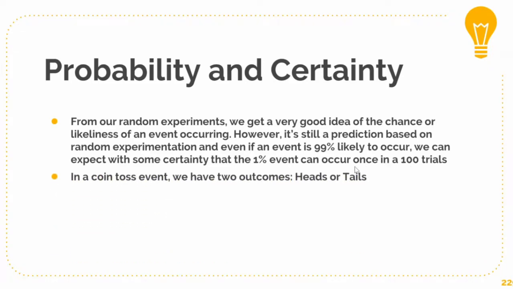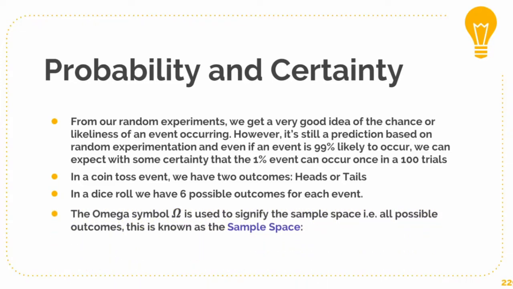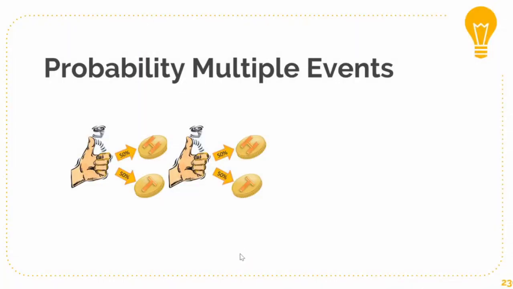So in a coin toss event, we have 2 outcomes, heads or tails. In a dice roll, we have 6 possible outcomes for each event. So we're going to use something called the omega symbol, which is this ohm sign, if you're an electrical engineer or physics student, you would know. The omega symbol is used to signify the sample space, that is all possible outcomes. The sample space for the dice and the coin would have been the outcomes here. This is how we define it mathematically here for coin and for a dice.